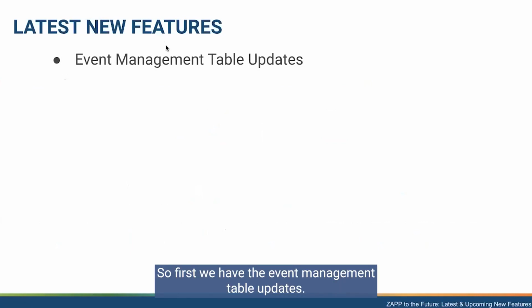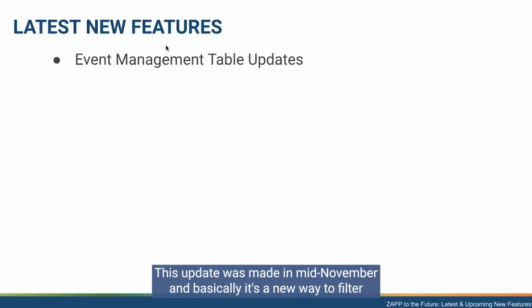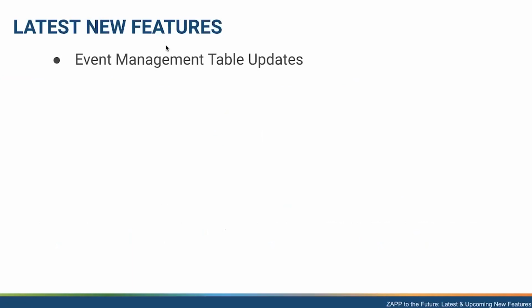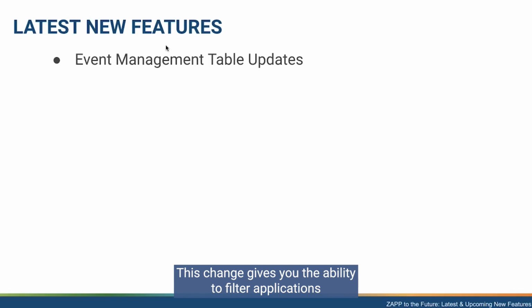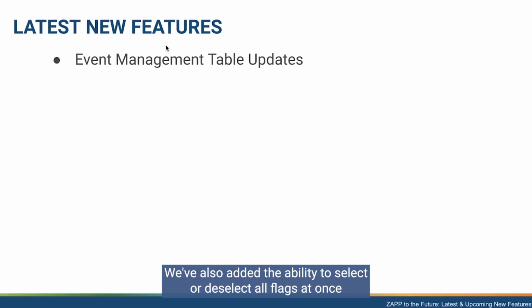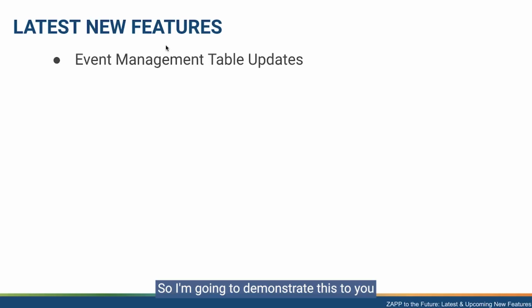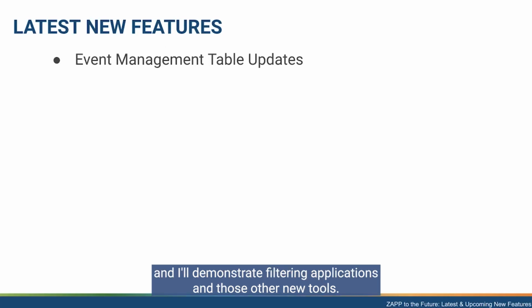So first we have the event management table updates. This update was made in mid-November, and basically it's a new way to filter applications that gives you more flexibility to view and categorize applications. This change gives you the ability to filter applications by specific tags, flags, and purchase products. We've also added the ability to select or deselect all flags at once instead of individually, and you can now tag applications from the table itself. So I'm going to demonstrate filtering applications and those other new tools.